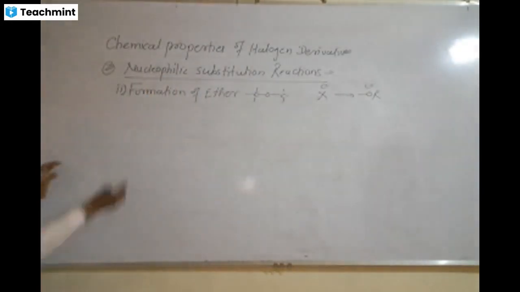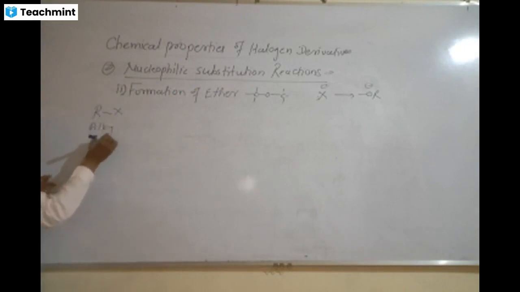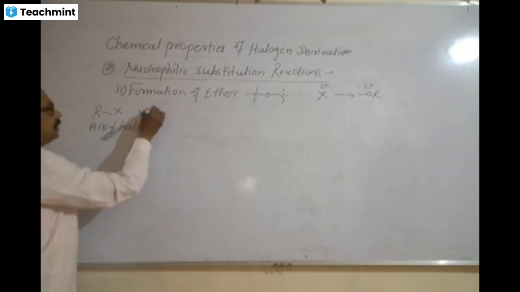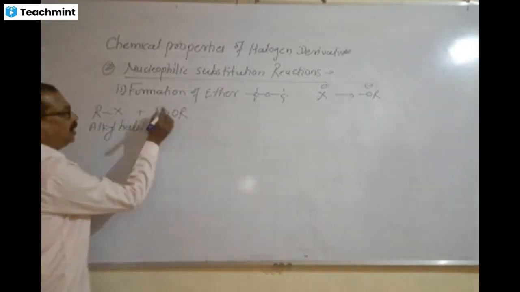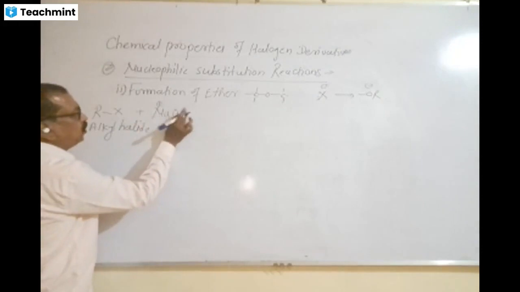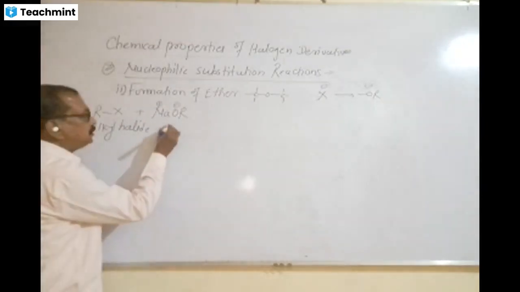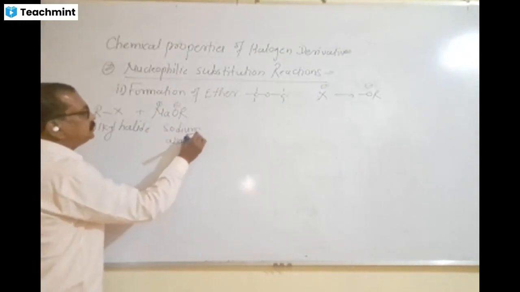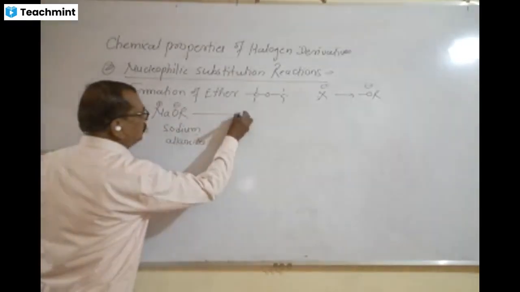In the general reaction, when alkyl halide RX, the general formula for alkyl halide, is treated with NaOR, in this NaOR the sodium is positively charged and the OR group is negatively charged. This reagent is commonly known as sodium alkoxide.